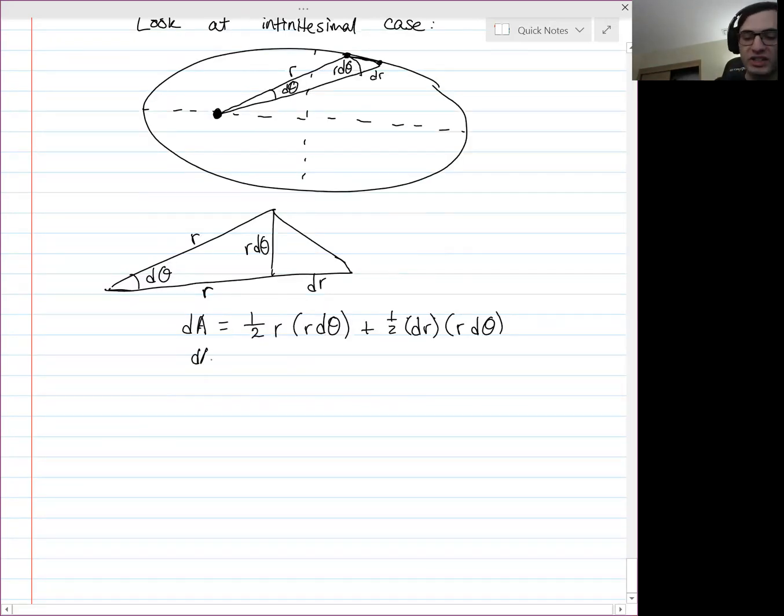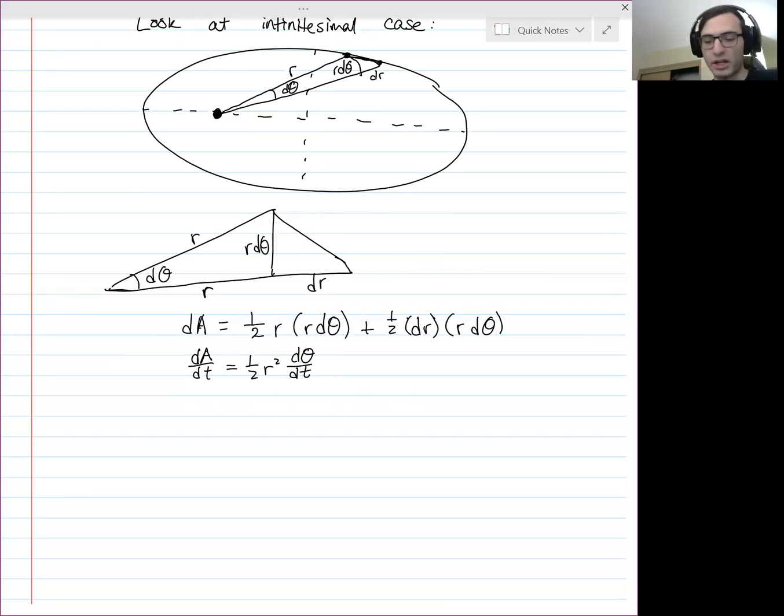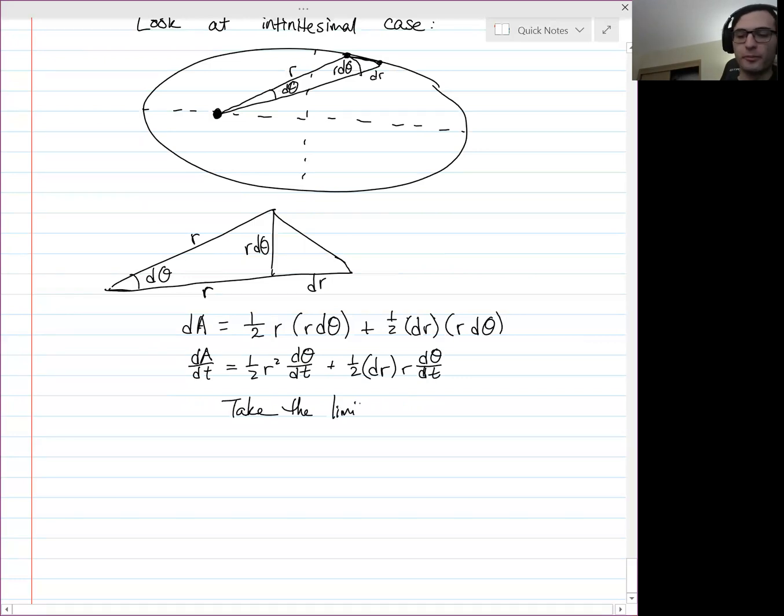So we can write dA dt. This is equal to 1/2 times r squared d theta dt, plus 1/2 dr times r d theta dt. Now, what happens here is that we can safely take the limit where dr, d theta, and dt go to 0. And so that implies that this second term, 1/2 dr r d theta dt, goes to 0 as well. So we can drop that term.